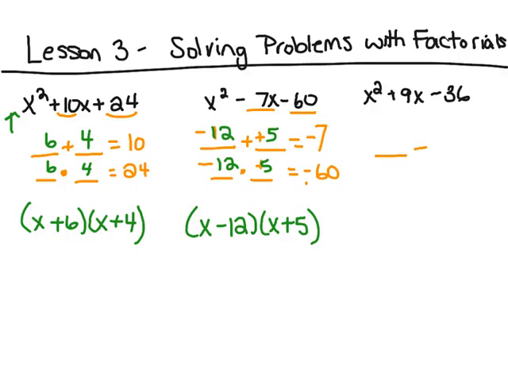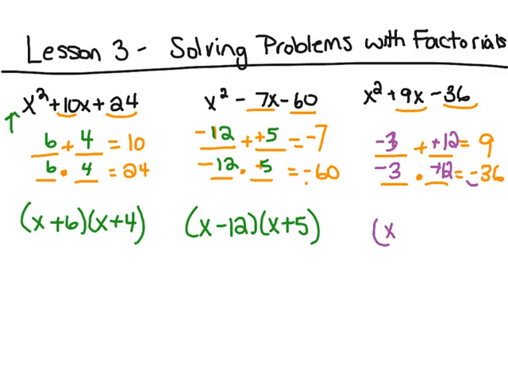For the last one, we have two numbers that add up to make 9 and multiply to get negative 36. Because this is a negative and this is a positive, one number should be positive and one should be negative, because we need to multiply to get a negative number and add to get a positive number. So our numbers should be negative 3 and positive 12. So it should be x plus 12, x minus 3. It doesn't matter which order you put them in as long as you put them in the brackets.